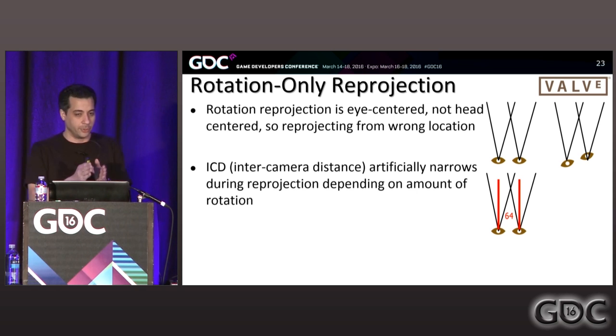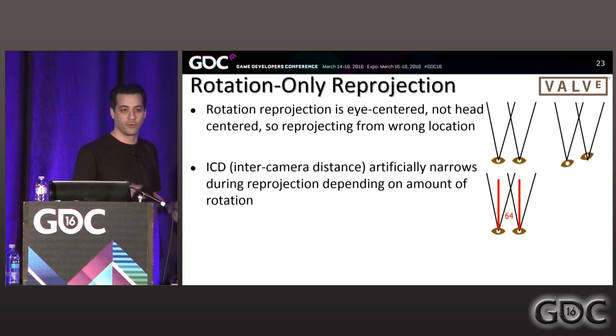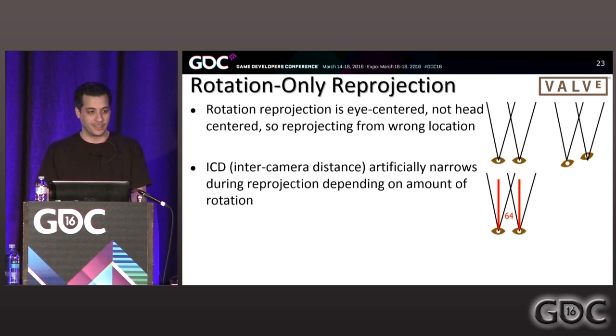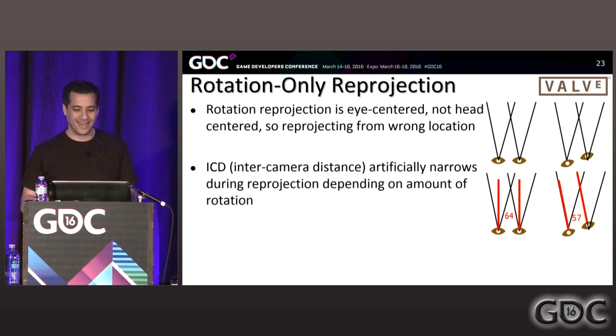IPD is how far apart your eyes physically are. Your ICD is your inter-camera distance. It's your virtual camera separation that you render with. Generally, you set your ICD to be the same as your IPD, your physical eye separation. So in this example, the user has 64 millimeter separation of their eyes, so you set your virtual cameras at 64 millimeters apart. Now, in the same extreme rotation as above, if you rotate your head, which looks like maybe about a 10 or 15 degree rotation, that ICD is going to artificially narrow. If you take the two vectors pointing straight ahead from those eyes, they're going to be artificially narrowed.